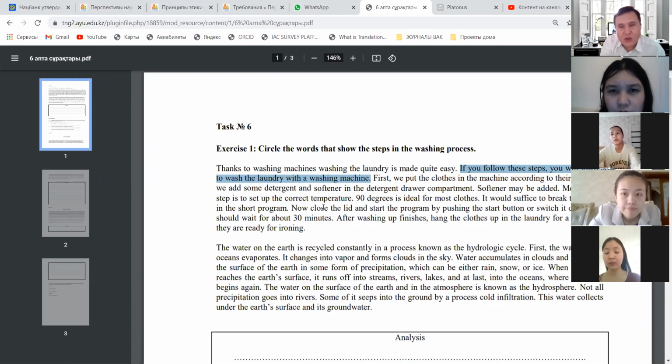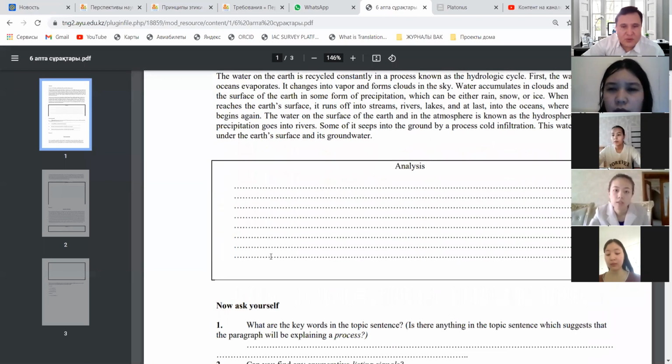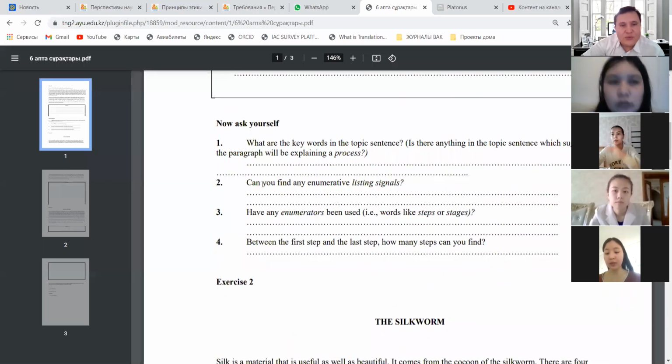Uldana, in your paragraph, which do you think is the topic sentence? Because the water on the earth is recycled constantly in a process known as the hydrologic cycle. Process, noun. I think it's the first topic sentence, and the second is the major idea of this topic sentence. Yes. In your paragraph, the first sentence is a topic sentence that suggests the process, and the second is the major idea. Okay, can you find any enumerative listing signals?